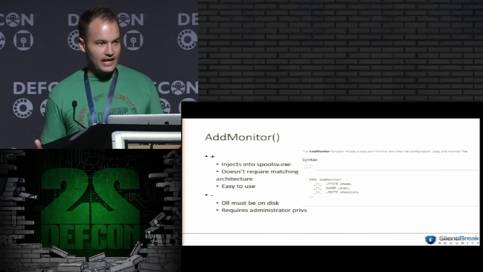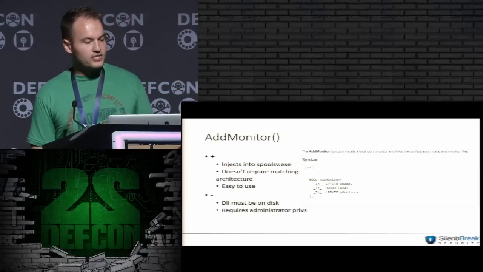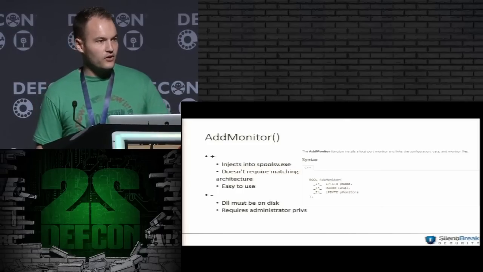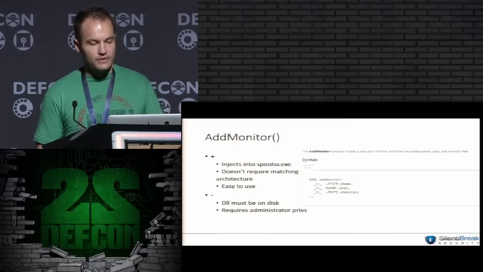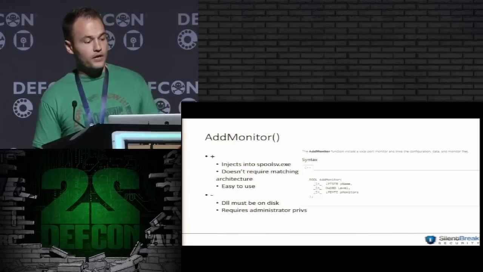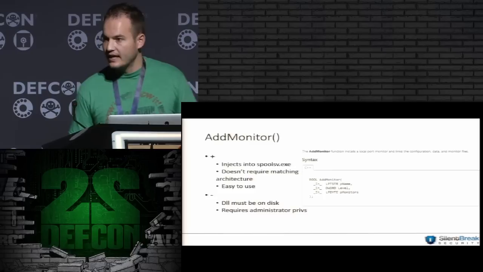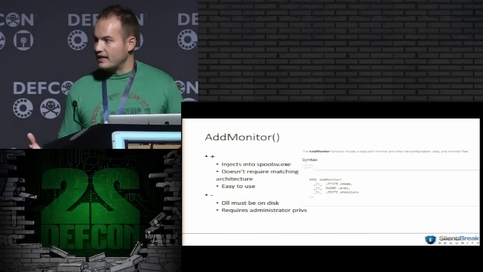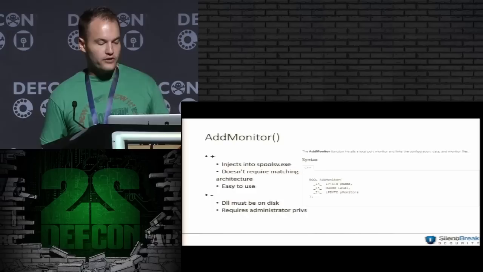There are some advantages and disadvantages of it, but it's still an awesome technique. It takes 3 parameters and it injects into Spool SV. So you don't have the flexibility of choosing what process to inject into like you do with some of the other APIs. But on the positive side, it doesn't require matching architecture. Typically when you want to inject a 64-bit DLL, you have to be coming from a 64-bit process. Otherwise, there's a little trickery involved.